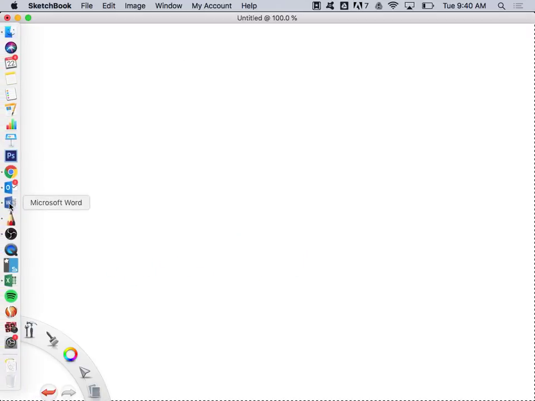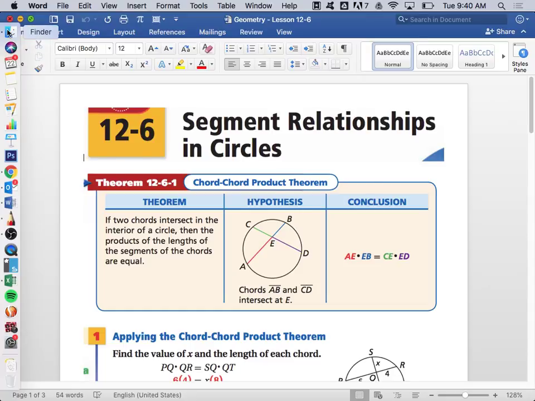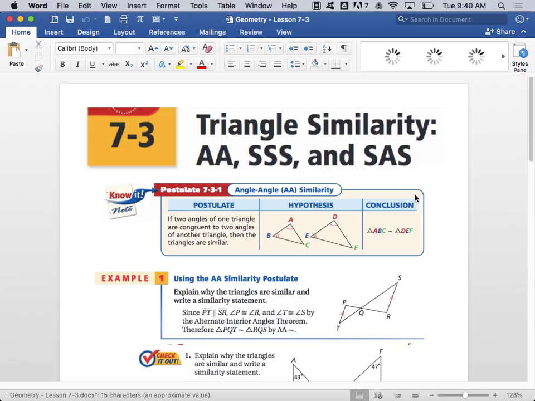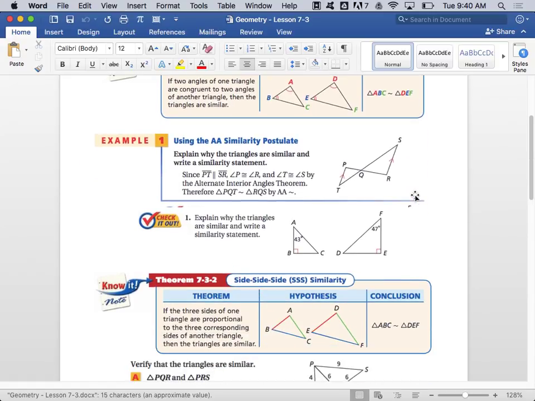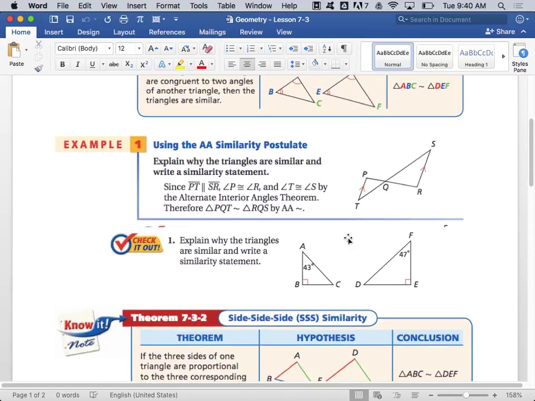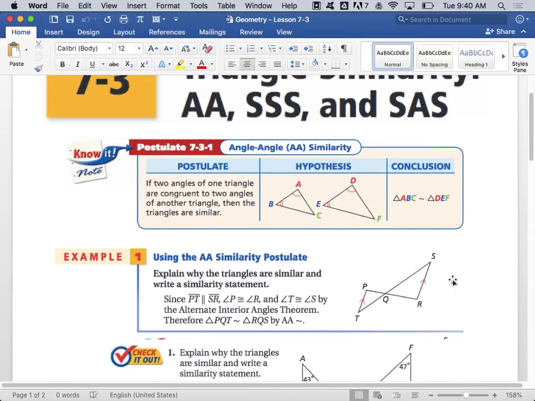All right. So now we can go on to lesson 7.3. This is angle-angle similarity.